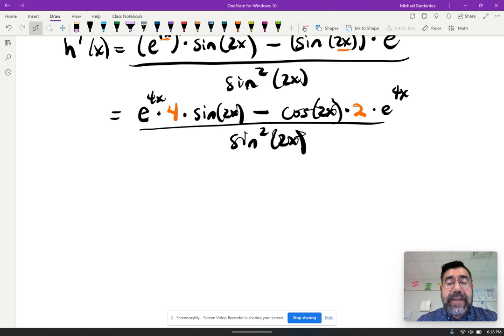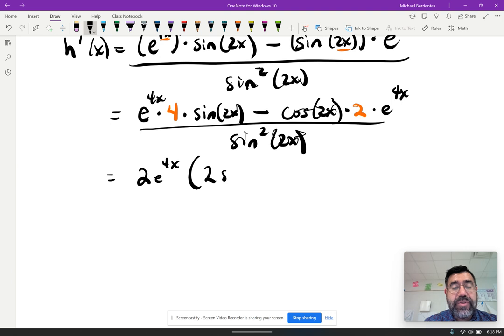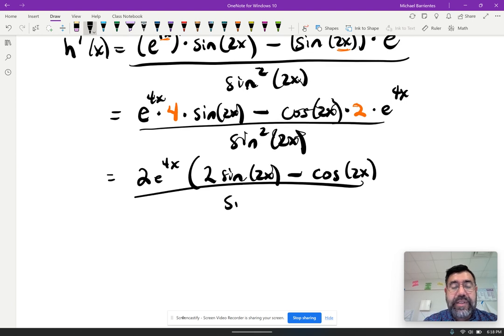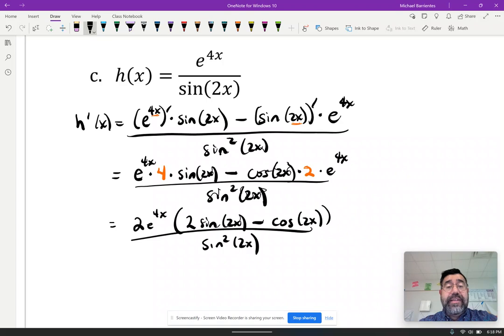Can I fix this? Can I make it nicer? I don't know if I can, other than maybe we can factor out a 2. Maybe we can factor out an e to the 4x. That's going to leave us with 2 sine 2x minus cosine 2x all over sine squared 2x. I guess I can do that. That's one thing I could do. I think that's where I would leave it. But I have found all my primes, I found all my derivatives, and I'm done with example C here.